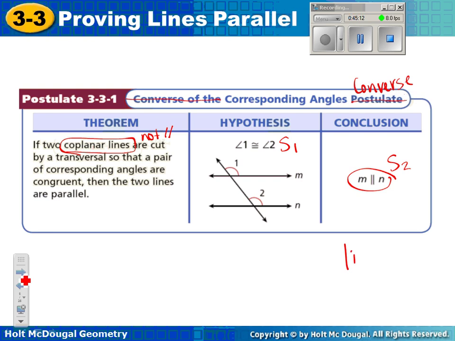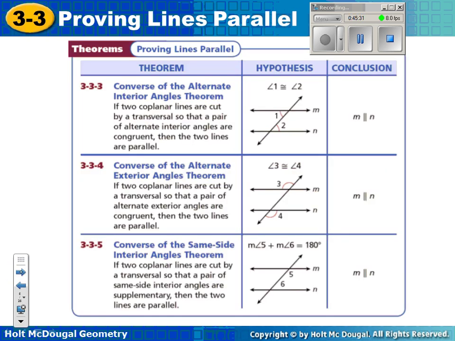They won't write the word line. They'll just put M parallel to N, and they'll use the little lowercase letters, and that is good notation. Okay? You can say that the lines are parallel, and this would be your reason. It would be the corresponding angles converse. Okay? And then here's all of the other ones, and they all say the same thing, they're just switched.